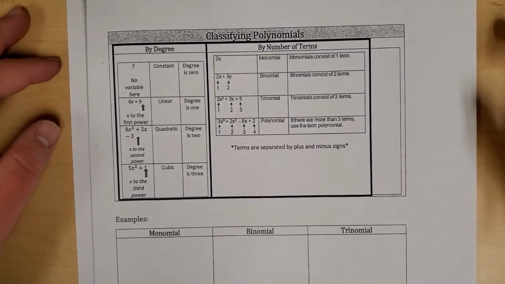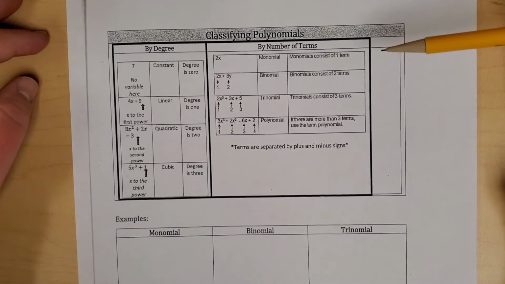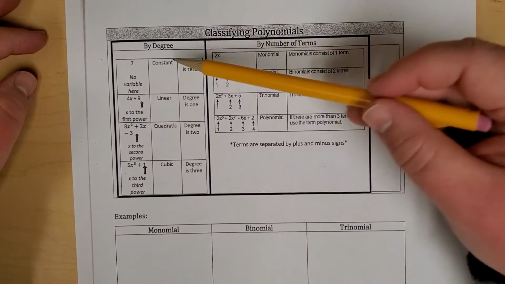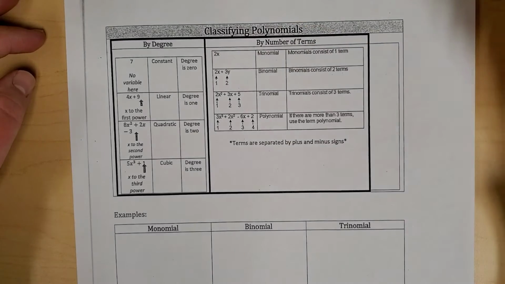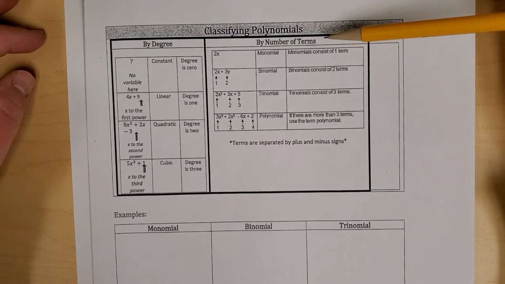Hey guys, in this video we are going to talk about classifying polynomials. So up at the top of page 73 you should see 4 different words that are used to classify polynomials by degree and 4 different words that are used to classify polynomials by the number of terms that they have.